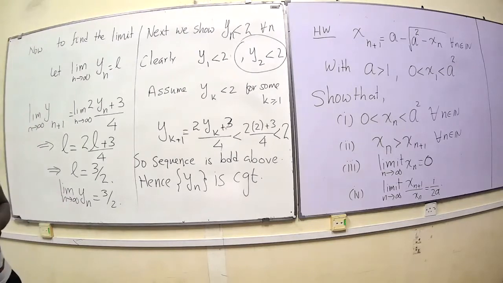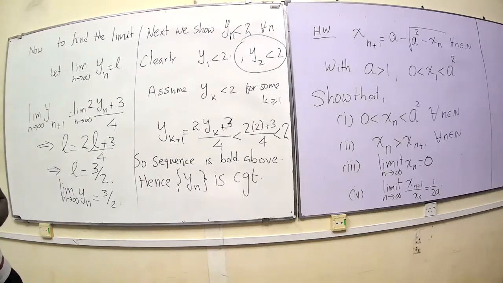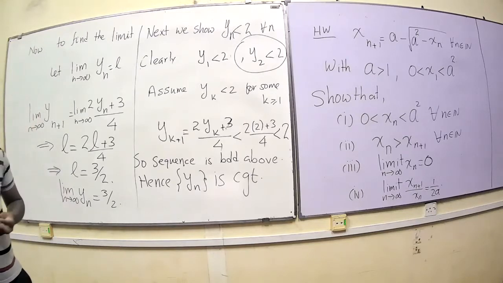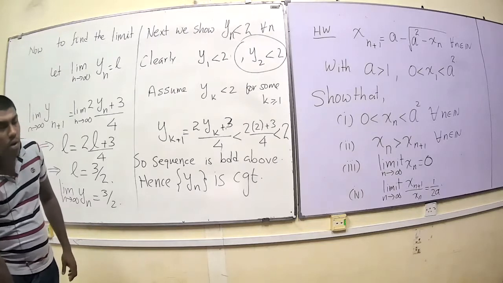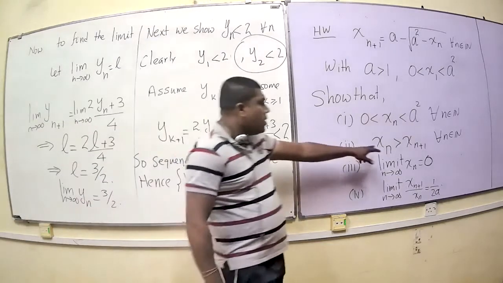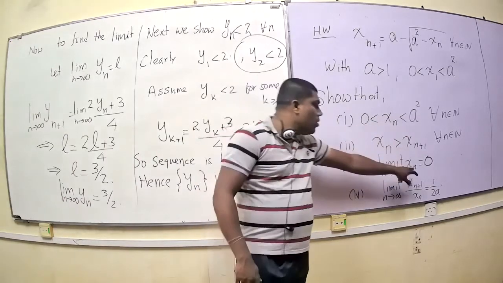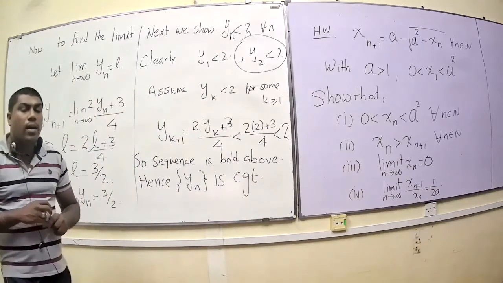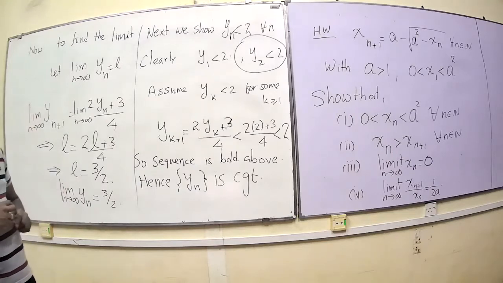And secondly, you show it is monotone decreasing, right? So xn is larger than xn plus 1. So when n increases, the sequence is decreasing. And then third part, if it is decreasing and bounded below by 0, then it will have a limit. And when you take the limit, you get the limit is equal to 0, right?